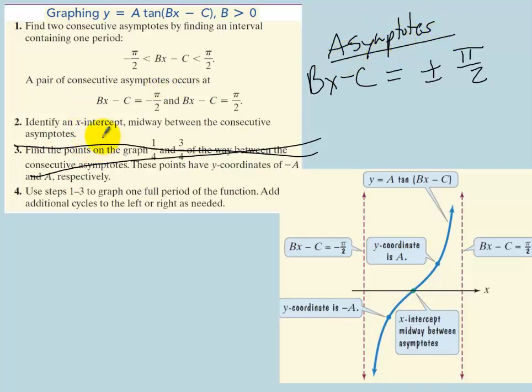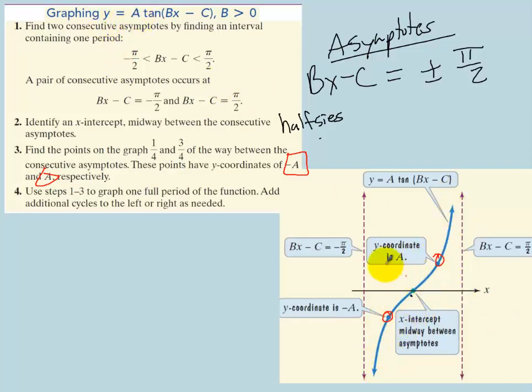Identify an x-intercept. So that's halfway. The halfway point between the asymptotes is the x-intercept. So plot that point. Boom. Now this other part I crossed off. So finding those points, the 1/4 and 3/4 of the way through, and it's based off your amplitude, -a and +a. So that's what these 2 points right here are. So if you find the halfway part, the halfway of the halfway and the asymptotes, that's going to be another point. So you can do 3 points to get a good shape of the curve, and it's based off the a.